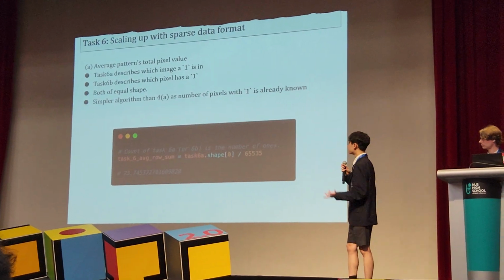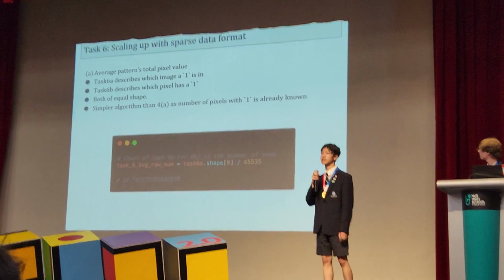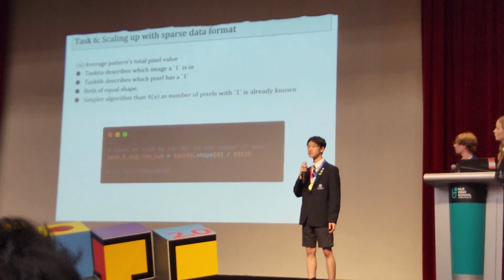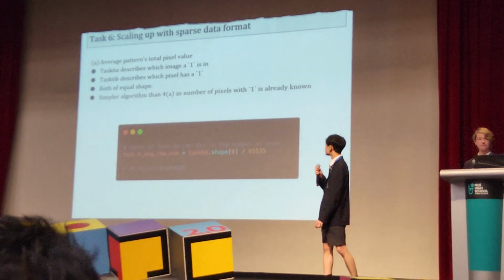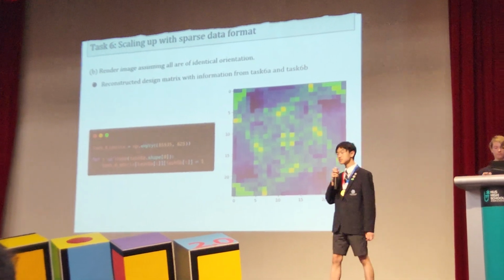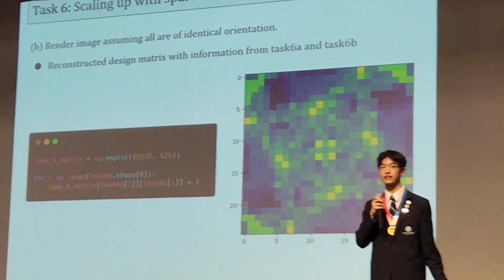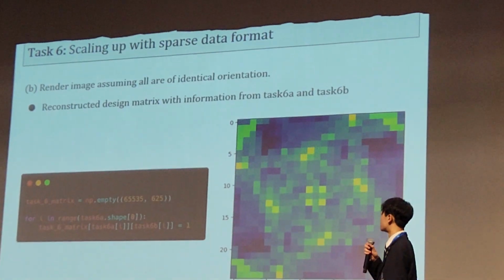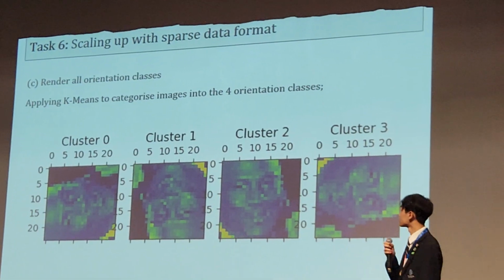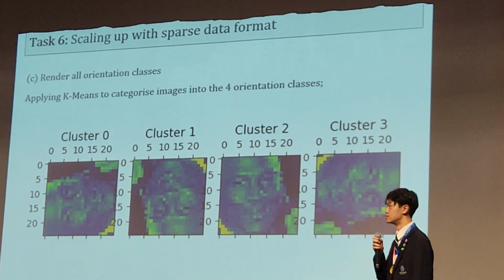Because they're both of equal shape, it didn't really matter whether we used the length of task6a or task6b to count the number of pixels with a 1, and divide that by the number of samples to find the average row sum. Task6b required us to reconstruct the design matrix first, using the rules that I set out earlier, and afterwards it was identical to 4b. 6c was also identical to 4c.